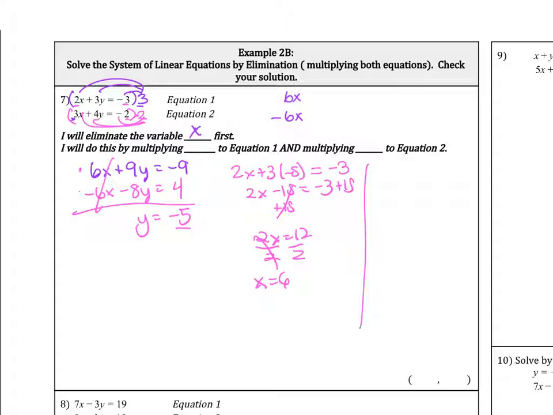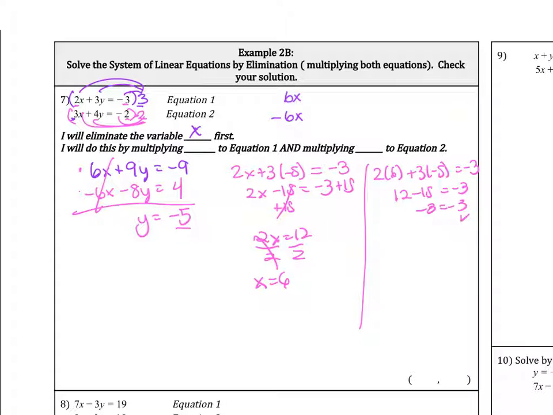So, of course, we could do a check. Let's check that real quick. 2 times 6 plus 3 times negative 5. Does that equal negative 3? 12 minus 15. Does that equal negative 3? Yeah, negative 3 equals negative 3, so this is good.